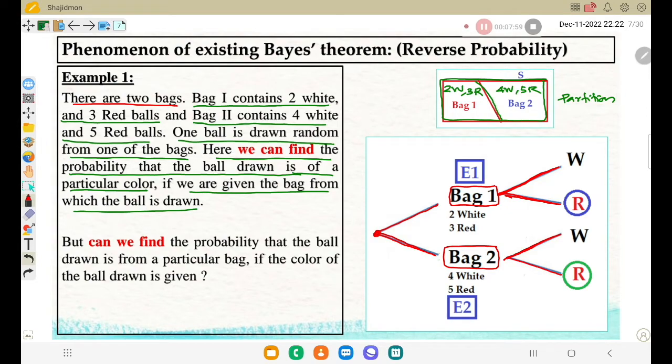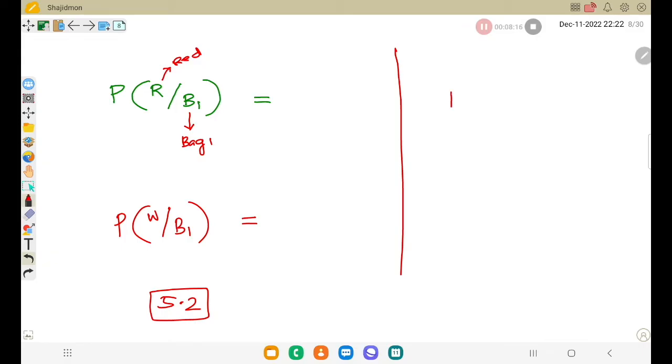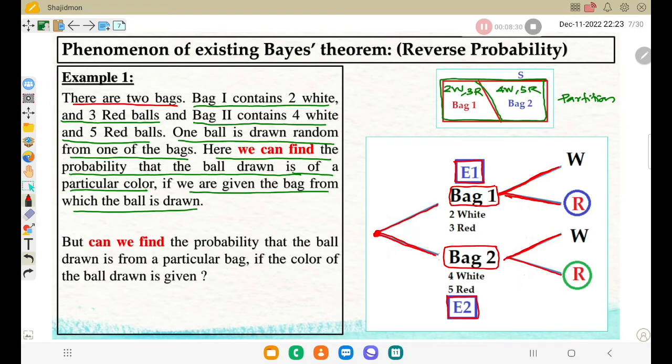Now how is this tree diagram connected to probability? For example, E1 is the event of choosing bag number 1, and E2 is the event of choosing bag number 2. I am marking E1 as the first event. So these are the events E1 and E2, the partition. From this partition, you can see what events follow: a white ball and a red ball.